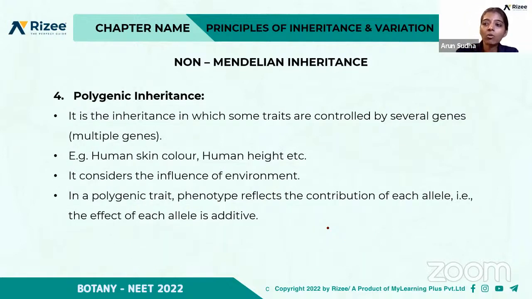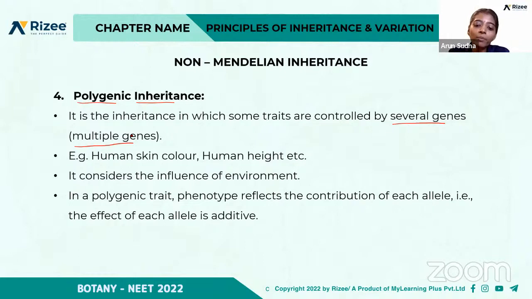Then next is called polygenic inheritance. So what do you mean by polygenic inheritance? It is the inheritance in which some traits are controlled by several genes. That is, multiple genes control one trait. For example, if you take human skin color or human height, the parent will be of some color or height, and the offspring will not be exactly equal to that of the parents.